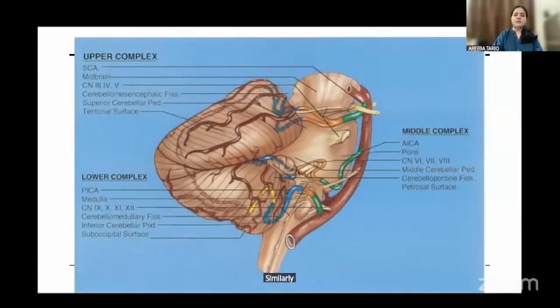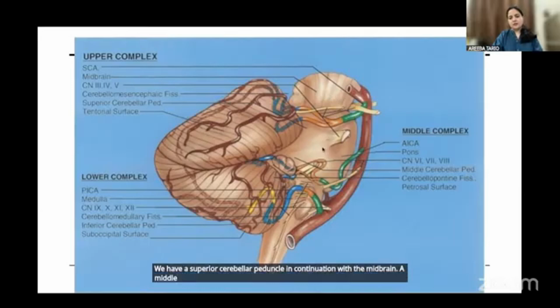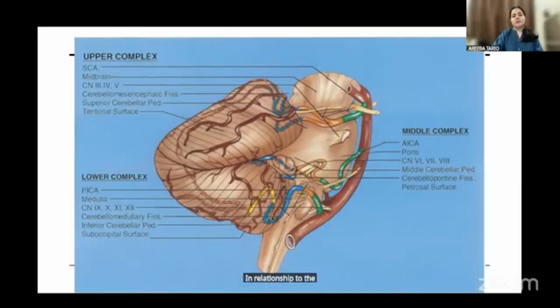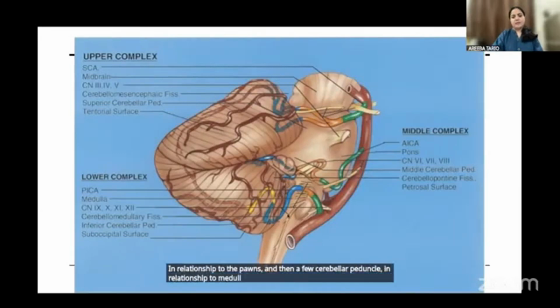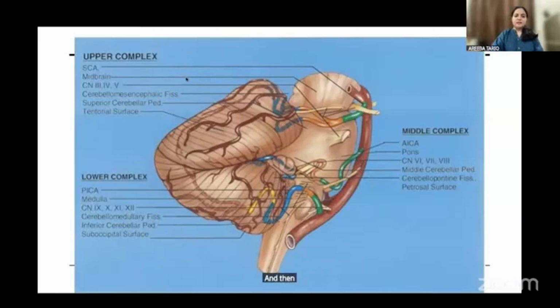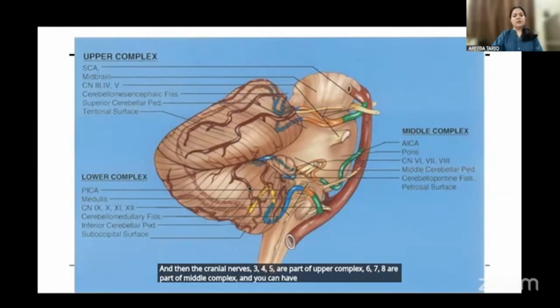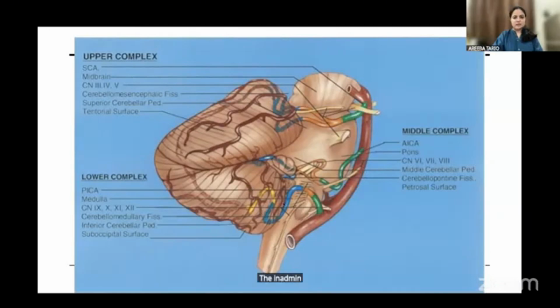Similarly, we have three cerebellar peduncles that join the cerebellum to these parts of the brainstem. We have a superior cerebellar peduncle in continuation with the midbrain, a middle cerebellar peduncle in relationship to the pons, and an inferior cerebellar peduncle in relationship to the medulla oblongata. And then cranial nerves 3, 4, 5 are part of the upper complex, 6, 7, 8 are part of the middle complex, and cranial nerves 9, 10, 11, 12 are part of the lower complex. So if we divide the anatomy into these three parts, it's very easy to understand and learn.